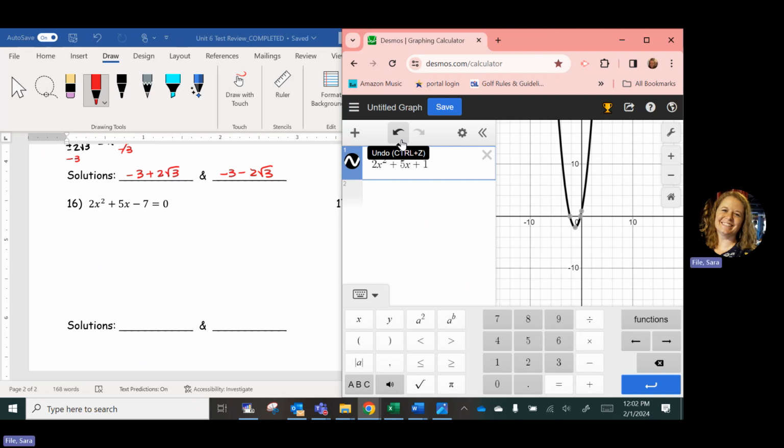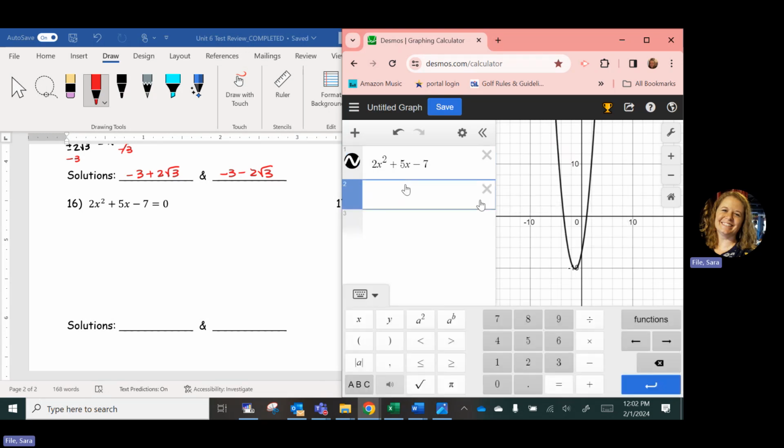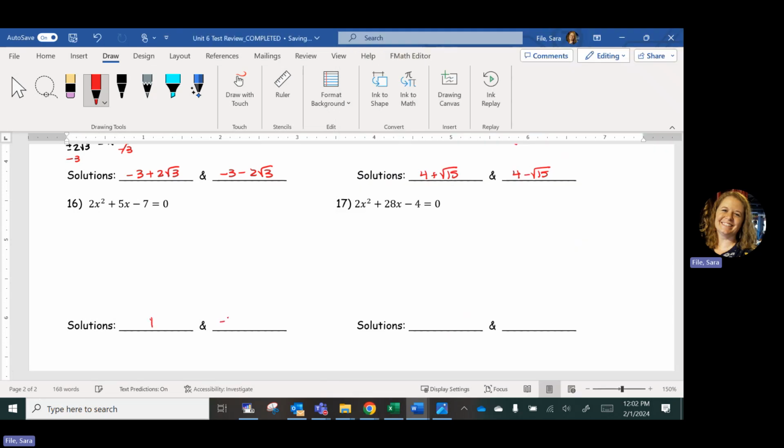2x squared plus 5x minus 7. Hey, that's an integer, 1. Hey, that's a rational number. If you don't know what it is, type it in, click here, and it will tell you what it is as a fraction. So we just got 1 and -7/2. And I didn't have to do any work besides plugging it in the calculator. So I'm just going to put calculator graphing. That's how I solved that.